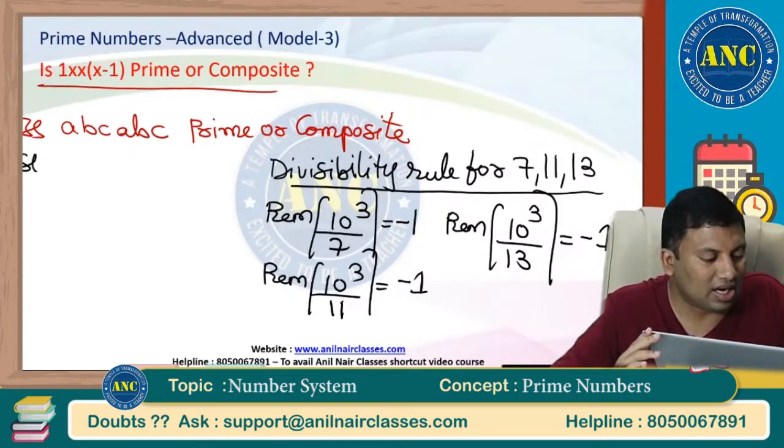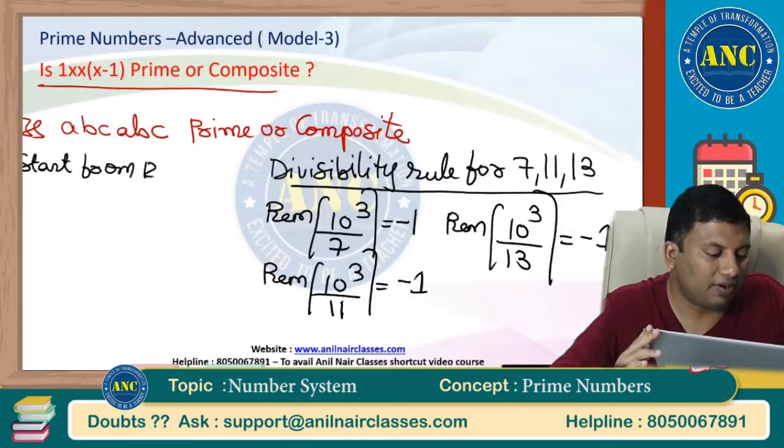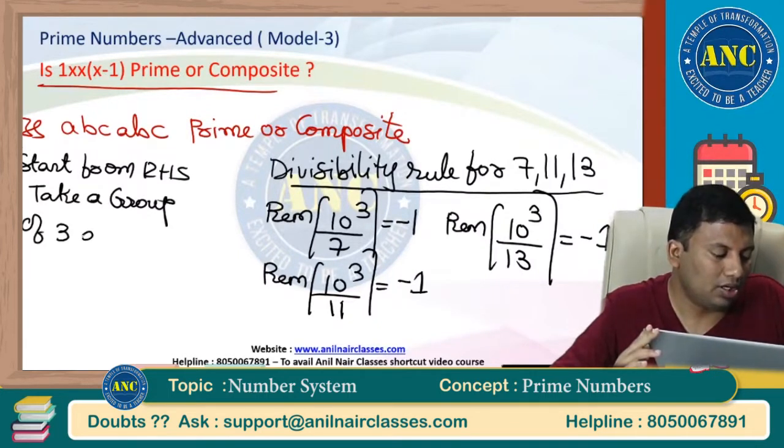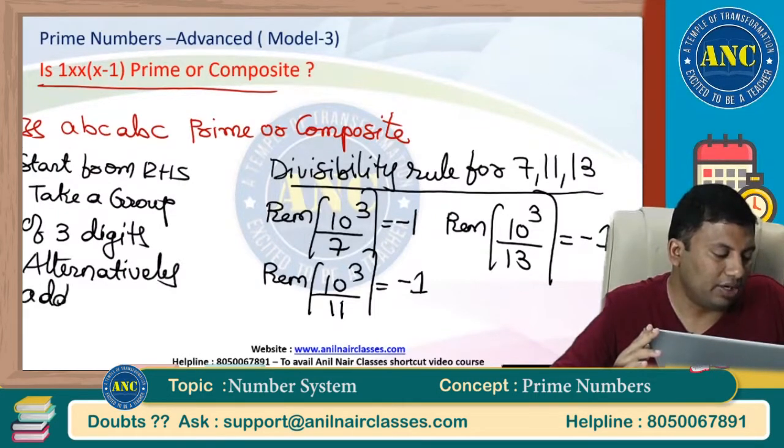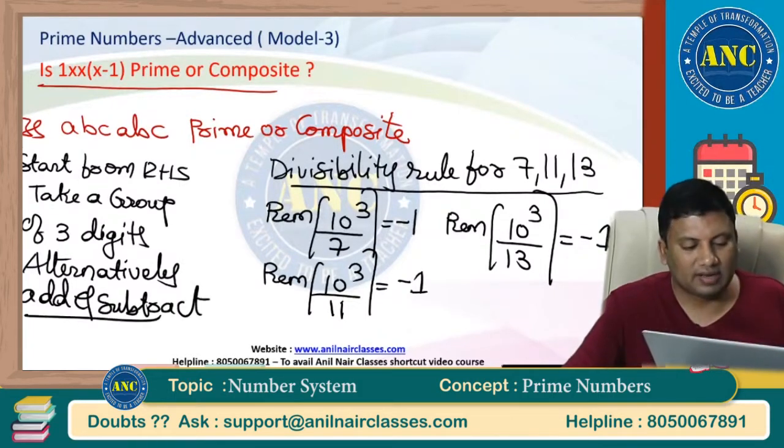So, what is the concept? Start from the right hand side. Take a group of 3 digits. Alternately add and subtract. If I alternately add and subtract, I will get the divisibility rule for 7, 11, 13.